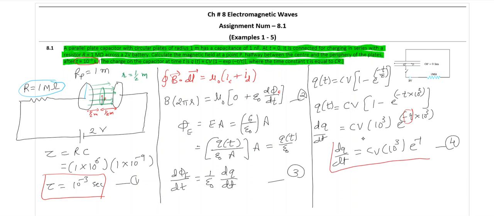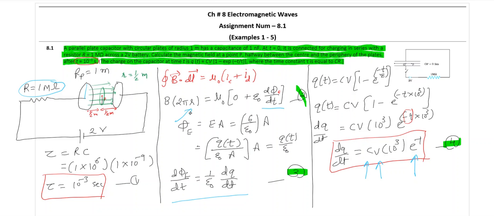So what to do now? Now you can use results 3 and 4 in equation 2 and simplify. You just have to substitute values and simplify. In equation 4 we have the C value given, it is 10 raised to minus 9, V is 2 volt, and the e value you can find out. So 1 by e should be easy to calculate. Once you get dq by dt, substitute in the third equation. Once you get d phi by dt, use it in the second equation.